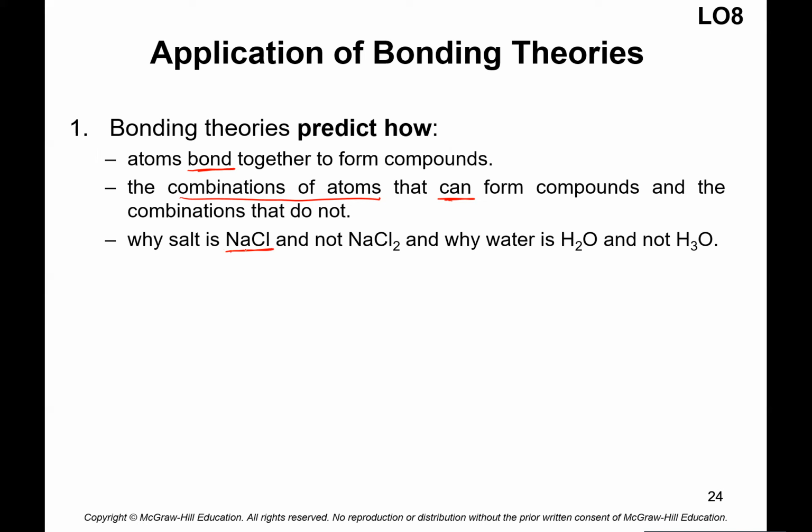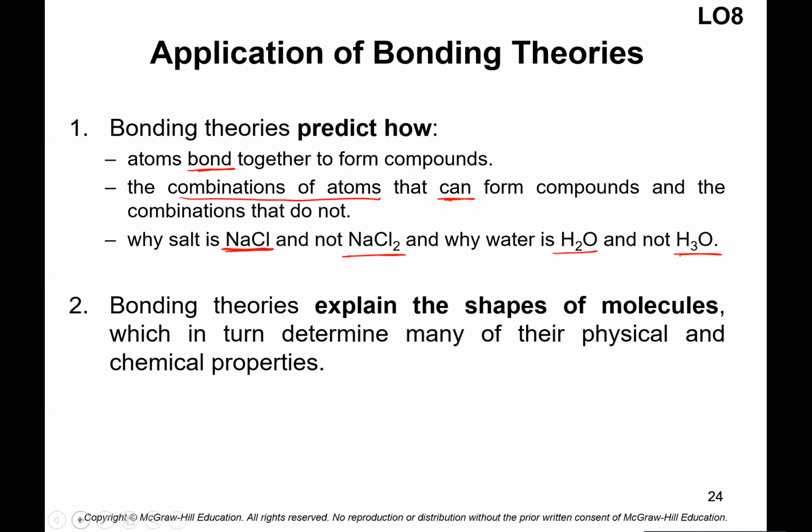So for example, many of you are probably familiar with NaCl, which is an ionic compound. Here, NaCl exists as this formula and not NaCl2. Okay. Also with water, water exists as H2O and not as H3O. And why is that? Well, we're going to see today that that is inherent in the way that their valence electrons are arranged and in the number of valence electrons that they have.